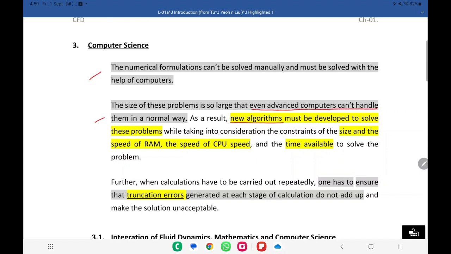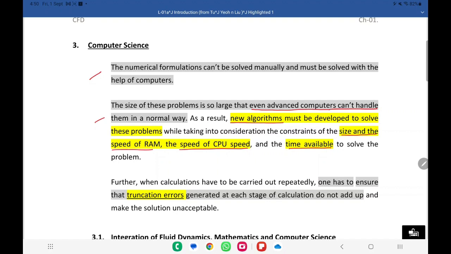Now, why new algorithms? Because you are going for approximation. If you are going for a fixed technique, suppose you have an absolutely sure technique, there will be 2, 3, 4 types of approaches. But when you are making approximations, there can be hundreds and hundreds of approaches. So you have to think of those algorithms. Then on the other side, you have to talk about the size and speed of RAM and the speed of CPU. These things become important, and the time available to solve the problem.